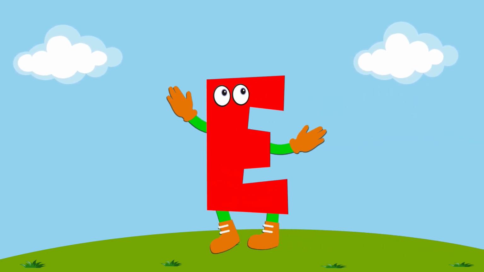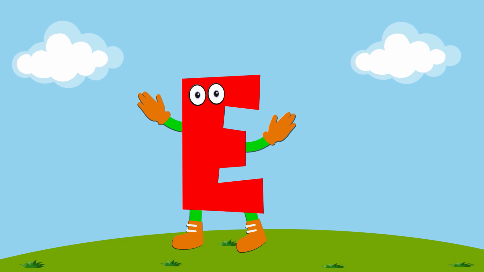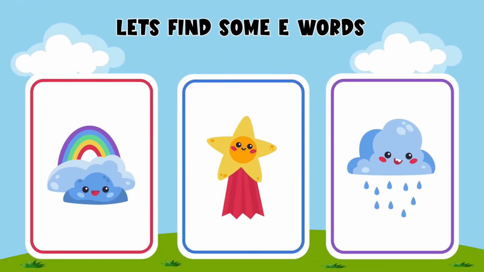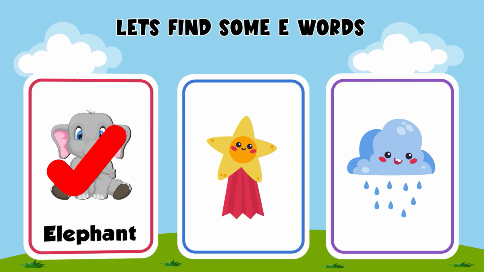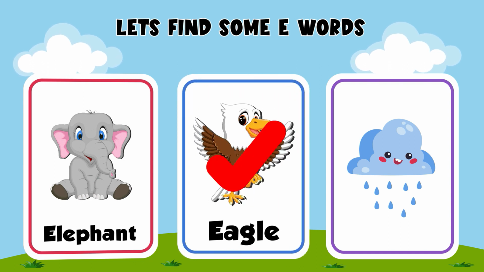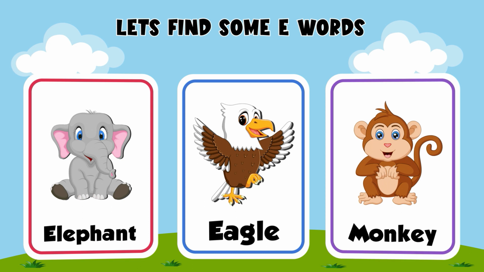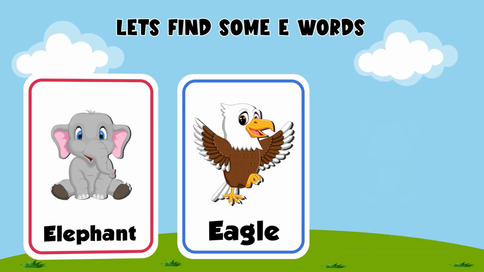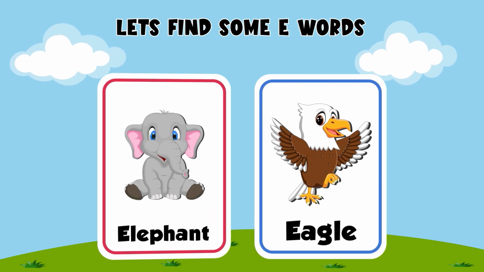This is alphabet E. Let's find some E words. Elephant. Eagle. Monkey. E, elephant. E, eagle.